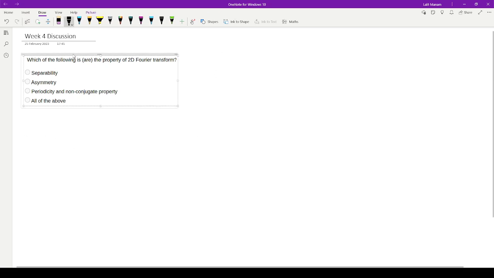Given this, which of the following are the properties of 2D Fourier transform? So what is the formula for 2D Fourier transform? Or maybe just give me the 1D Fourier transform first. Fourier transform here means I'm specifically speaking of DFT. What is the formula for DFT? The forward formula?